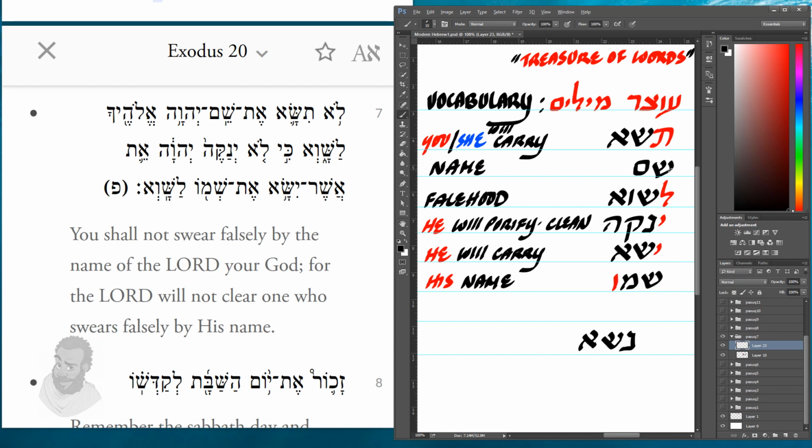Name is Shem. Leshau, okay, is falsehood. To the falsehood is lashau. So carrying falsity is bearing false witness. Okay. He will purify is yenake. Nacha, when you see this right here, the noon, the kof and the he is nacha. He purified. He will purify or clean is yenake. He will carry yisa. You have tisa, you or she. Yisa, he will carry. Shemo, his name. Shem, name. You have the wow next to it. It becomes his name. Shemo.